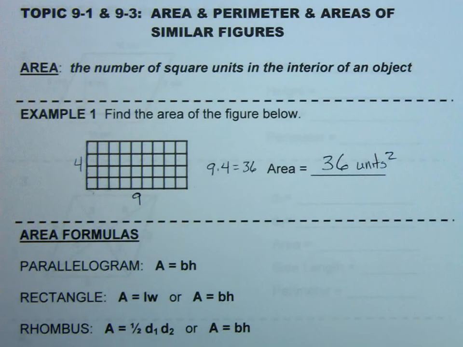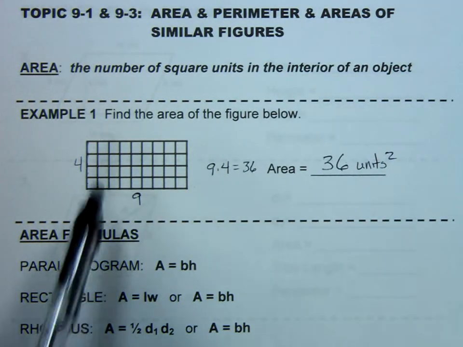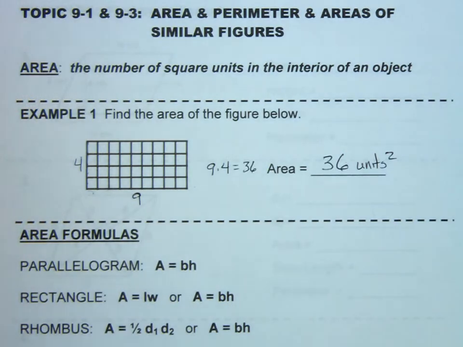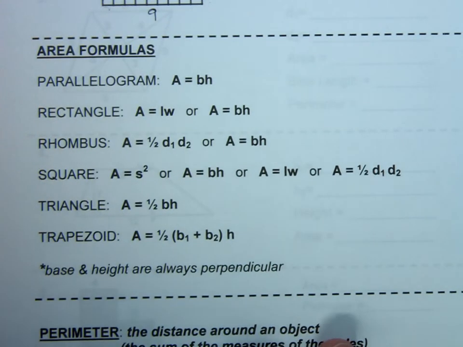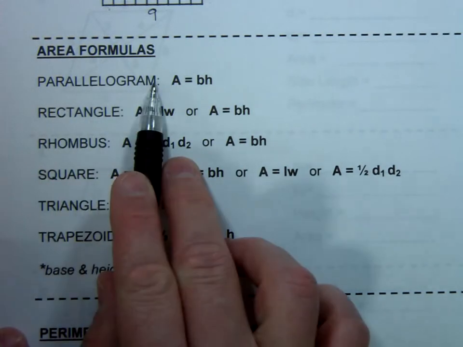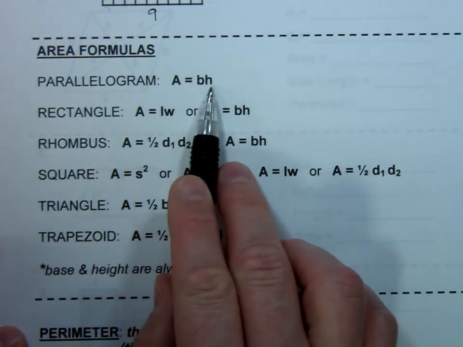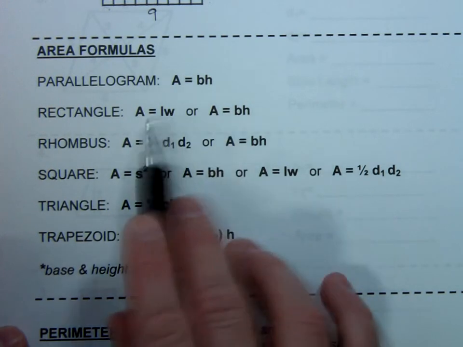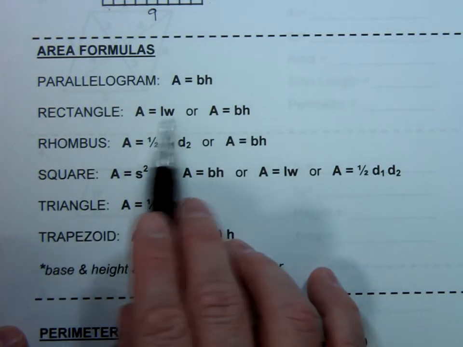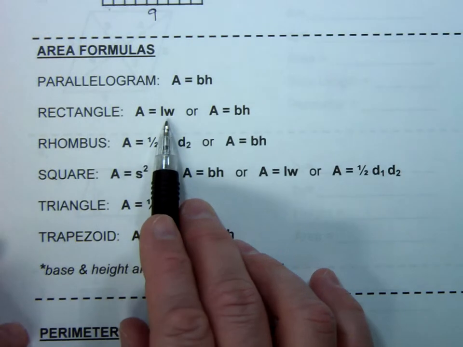So when we do all of these area formulas below, these are formulas that are made to find the number of square units. So it's a way of doing things a little faster than counting. So here are all the formulas for the shapes that we're going to be dealing with. The formula for area of a parallelogram is base times height. For a rectangle, these are really the exact same thing, but sometimes instead of base times height, we call it length times width, but it's the same thing.